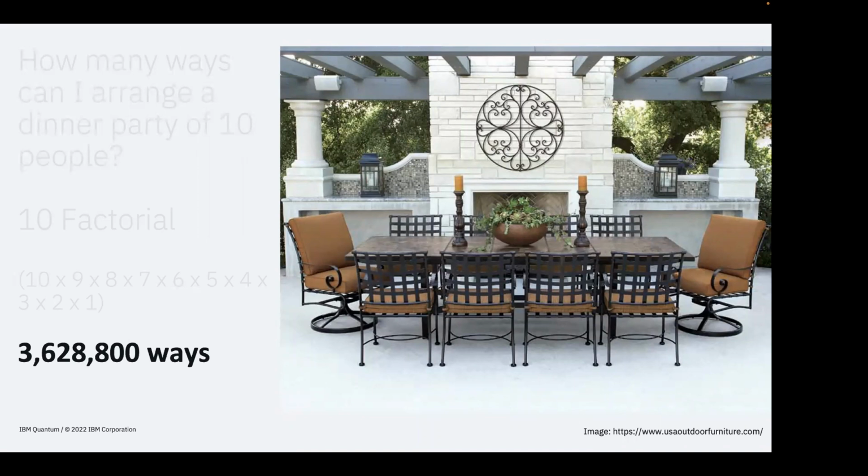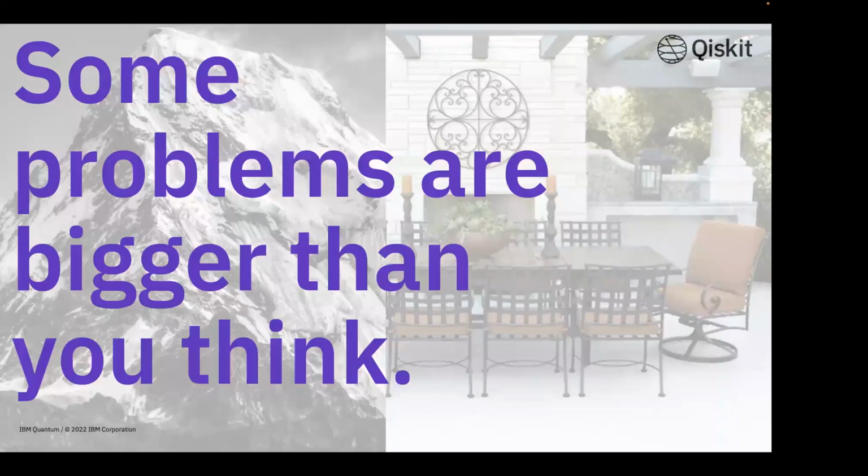This is a simple problem that classical systems can compute in seconds or minutes. But what if I keep adding chairs to this table? If I add one more, it will be 11 factorial, and one more, 12 factorial, right? If I keep adding, it will grow exponentially. If I add 1,000 people, it will be 1,000 factorial, and this is what our classical systems are still trying to figure out. So a simple problem soon converts into an exponential problem if we keep optimizing things. Some problems are bigger than you think.